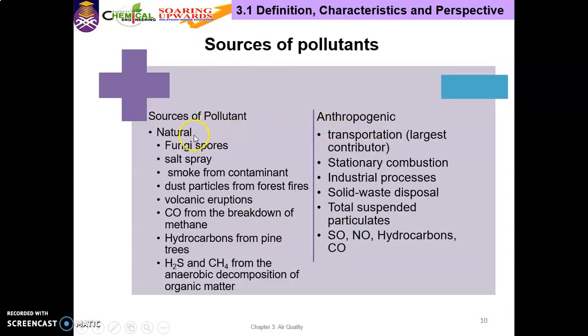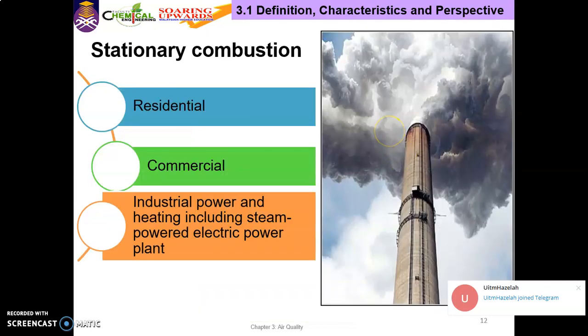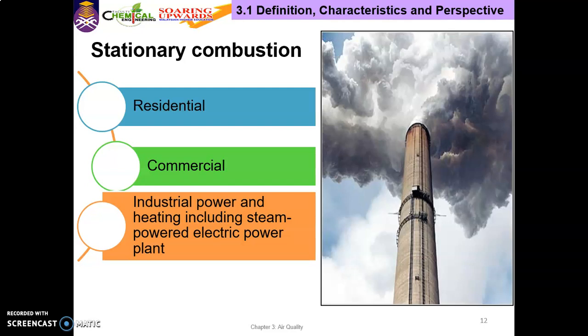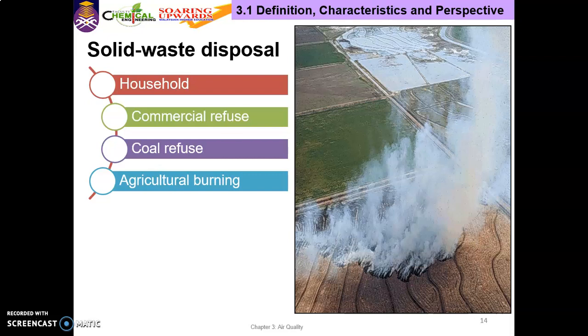Okay, it can be divided into two. You can look at this one, natural. Okay, ini berlaku secara natural. And then anthropogenic. So example for natural, okay, fungi spores, dust particle, volcanic eruption, CO from breakdown of methane. And for anthropogenic, because of transportation, combustion, industrial processes, and so on. Okay, this is an example for anthropogenic. Okay, and then stationary combustion from industrial processes, from residential, commercial, and also industrial, power and heating. Okay, and also from solid waste disposal.